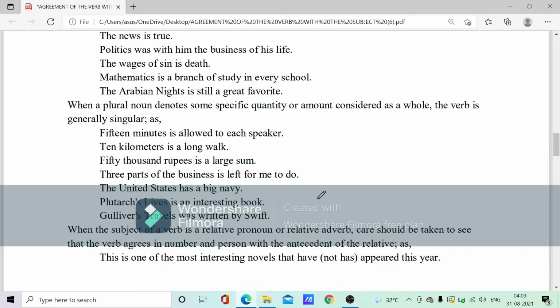For example, 15 minutes is allowed to each speaker. Here, all these 15 minutes are not taken differently, they are taken as a whole, right? 15 minutes meaning taken at one time, not taken one by one. And when 15 minutes is taken as a whole, then you have to apply a singular verb, and that is "is" here, right? Here you would find that "is" is used.